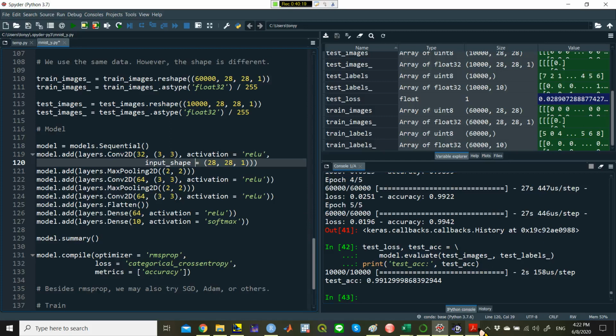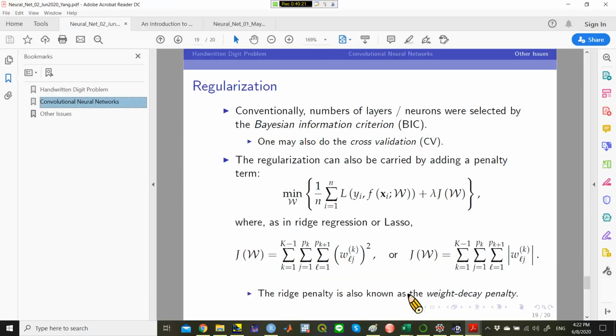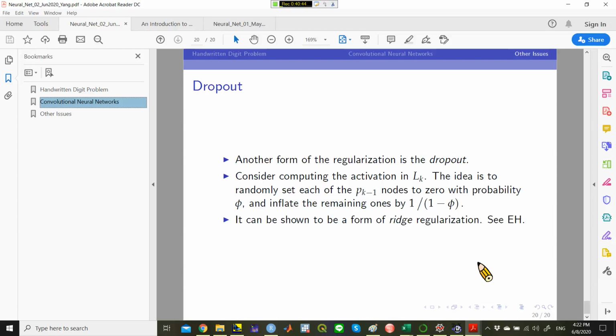Okay, so finally, in this slide, I talk about some standard ways to do regularization. Some people do, if you go back to the 1990s, people did BIC. Around 2000, people did ridge or lasso. Nowadays, people are doing something called dropout.